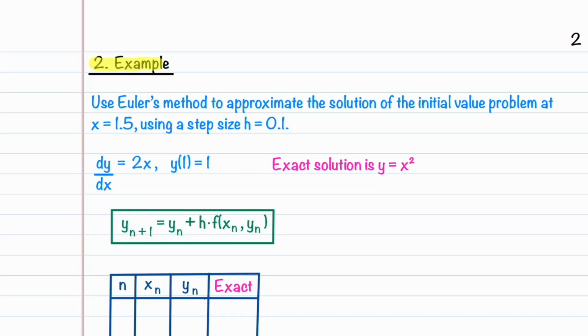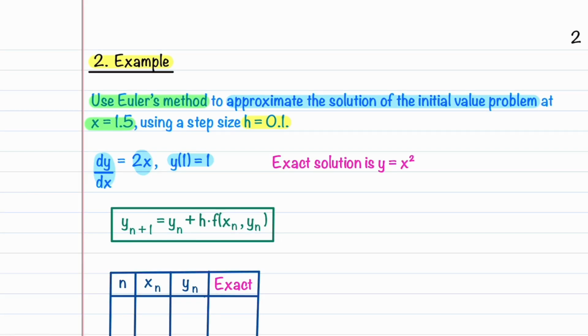Let's walk through an example where we're going to use Euler's method to approximate the solution of the initial value problem, dy/dx is equal to 2x, and y of 1 is equal to 1, at x is equal to 1.5, using a step size h is equal to 0.1.